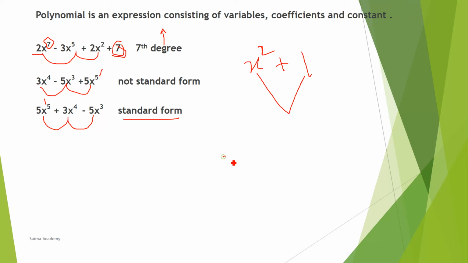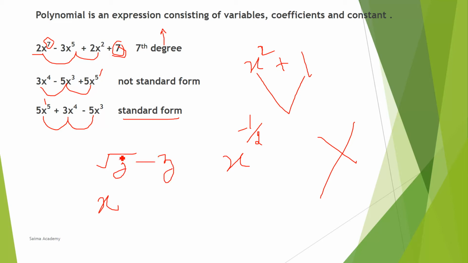Now I want to tell you one more thing, that if the variable has some negative exponent, this is not a polynomial. A polynomial should have positive exponents. Suppose I say x power under root z minus z. See, this is the exponent and again an exponent, and the answer will be minus 1 by 2. So this is also not a polynomial.